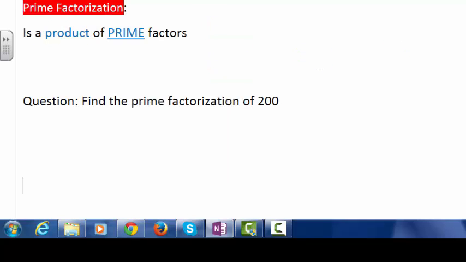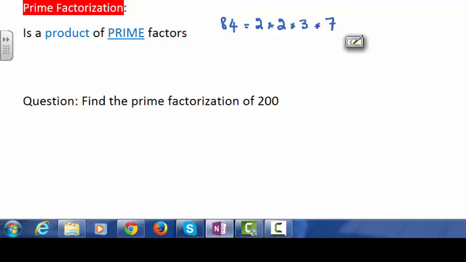Next, prime factorization is a product of prime factors. So if I have the 84 from previous, we said it's equal to 2 times 2 times 3 times 7. This is what we found from here. 2, 2, 3, 7, these are the prime factors. The product of the prime factors, we call it prime factorization.